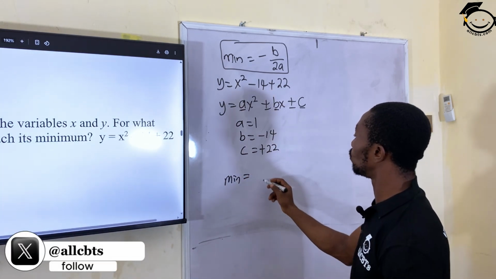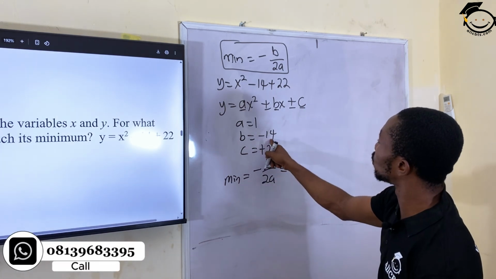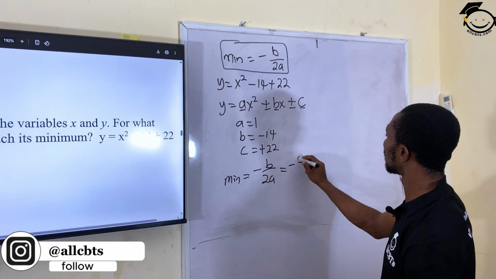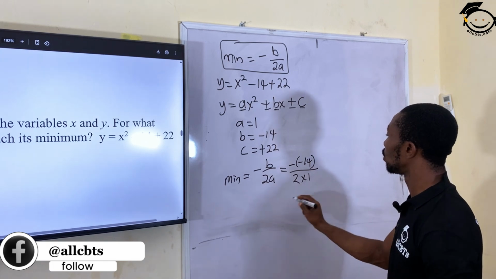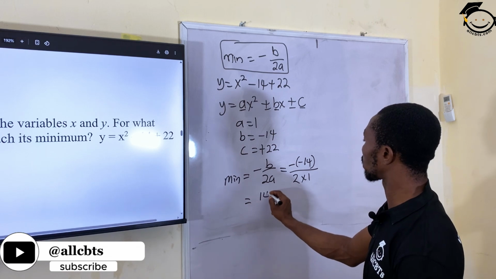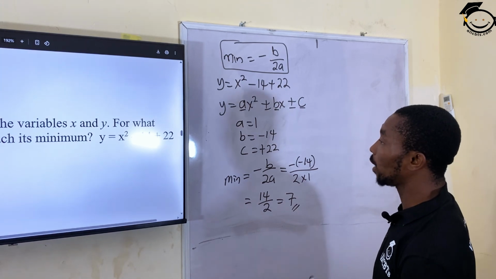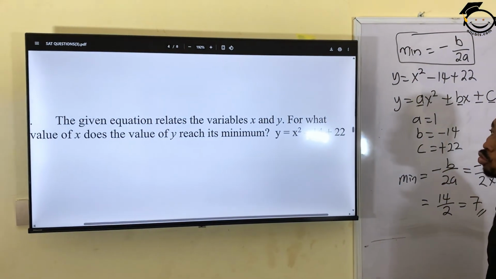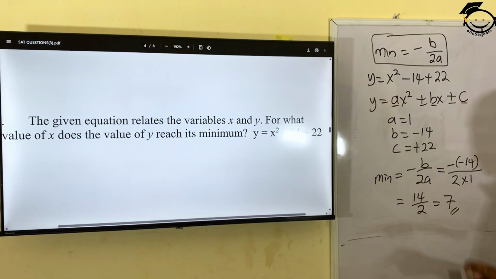So the value of x at which y reaches its minimum will become minus b over 2a, where our b is minus 14. So this will become minus minus 14 all over 2 times a, which is 1. Minus times minus will be plus, so this will become 14 divided by 2, which is 7. So y equals x squared minus 14x plus 22 will reach its minimum value at x equals 7.